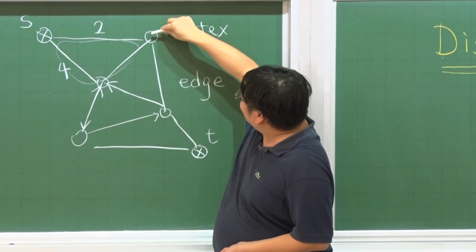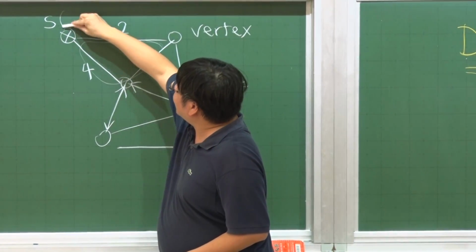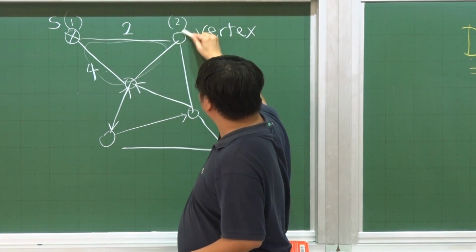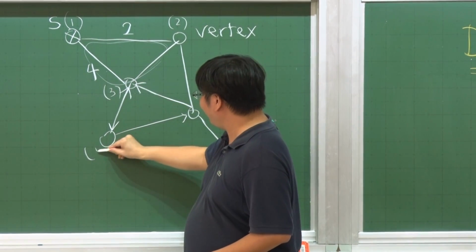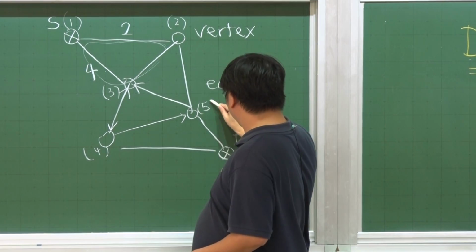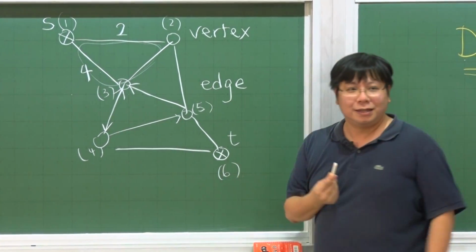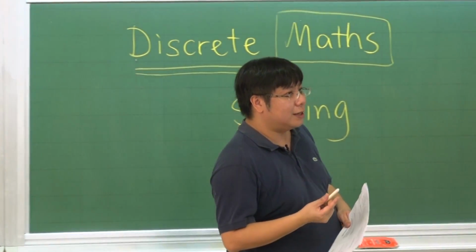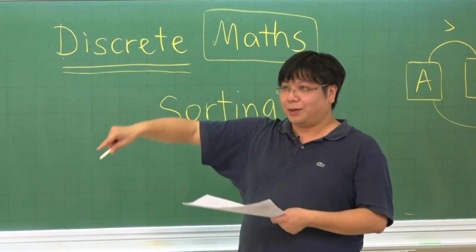Let's give each of these nodes a number or label. Let's call it 1, let's call it 2, let's call it 3, let's call it 4, let's call it 5, let's call it 6. And then we try all the 6 factorial ways.